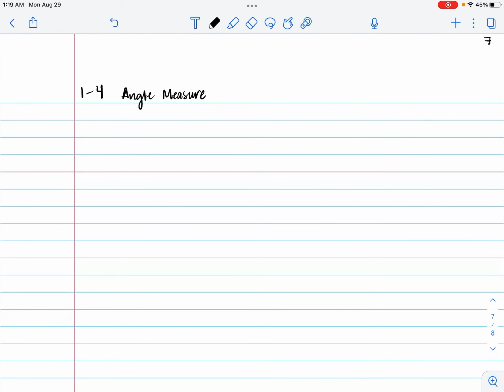Hello and welcome to 1-4 in our geometry section. We are going to be talking about angle measures in this particular lesson, and this should be a good one.